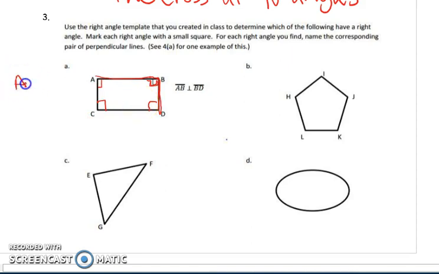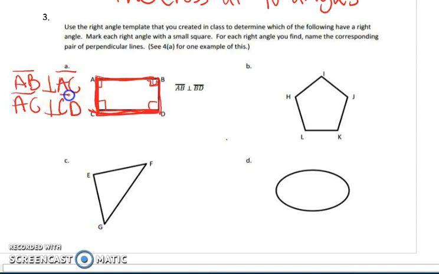So we're going to say line segment AB here is perpendicular to AC. Okay. I'm also going to say that line segment AC is perpendicular to CD. Make sure you put your line segment symbol up there. And then I'm going to say that line segment BD is perpendicular to line segment CD. Now I have them all labeled.